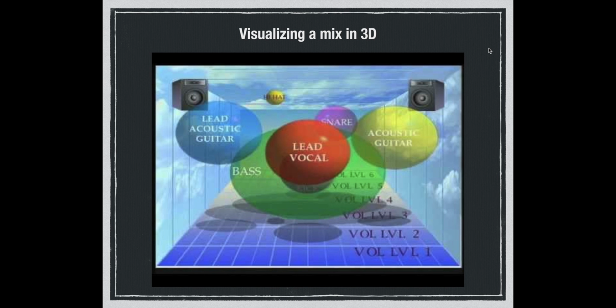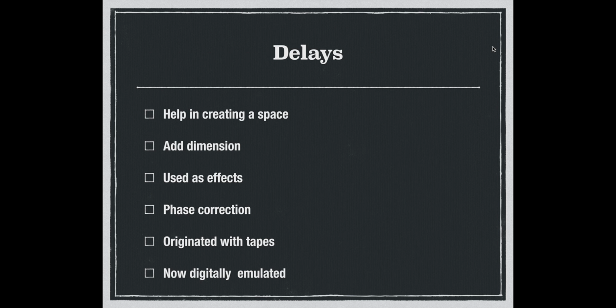So, delays. We just listened to that example of creating a three-dimensional mix, something with a depth of feel, an acoustic space, something that's not two-dimensional. So yeah, delays help create a space, an artificial space in which that performer is playing. It adds dimension, can be used as an effect, can be used for phase correction.